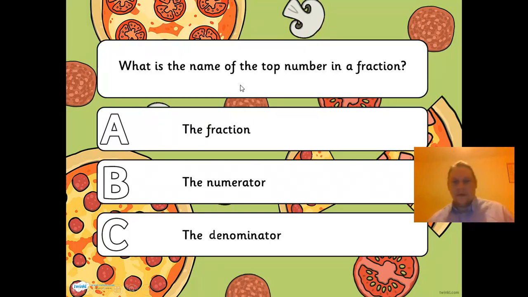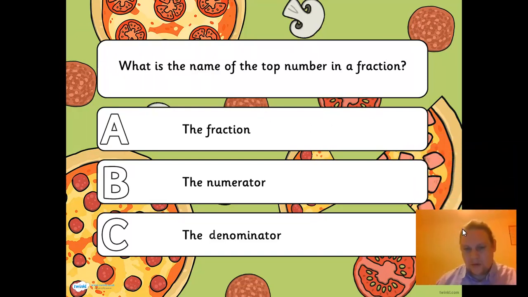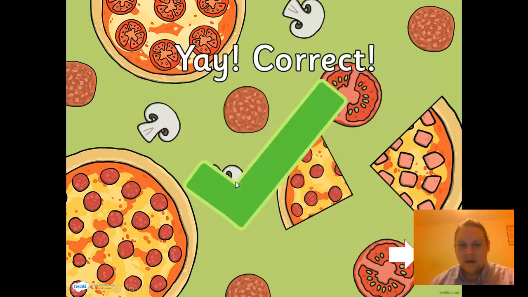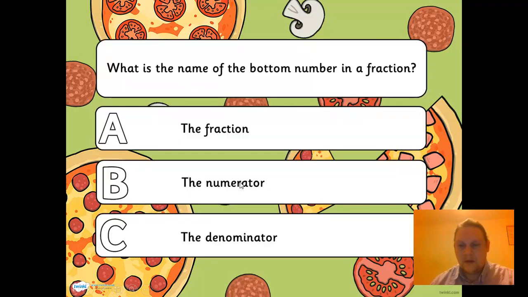All right, let's have a quiz. What's the name of the number at the top of a fraction? What's the top number called? Is it called the fraction? Is it called the numerator? Or is it called the denominator? Have a think. We'll lock in an answer in a sec. The number at the top of a fraction is called the numerator. Yes, you got it correct.